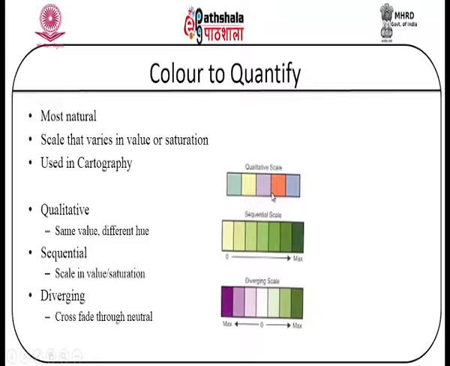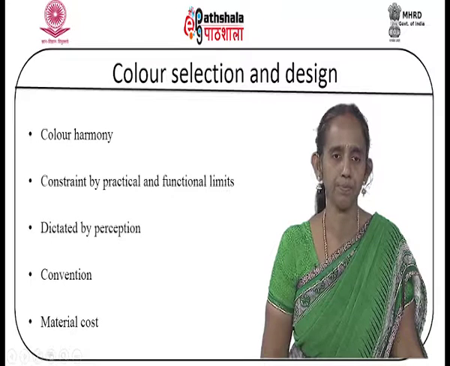We can also represent color to quantify the information. A qualitative scale is a scale wherein colors are used to represent various qualitative values. A sequential scale is a scale wherein the color with respect to value and saturation is changed to represent the sequential value, and diverging is a crossfade through various neutral values.